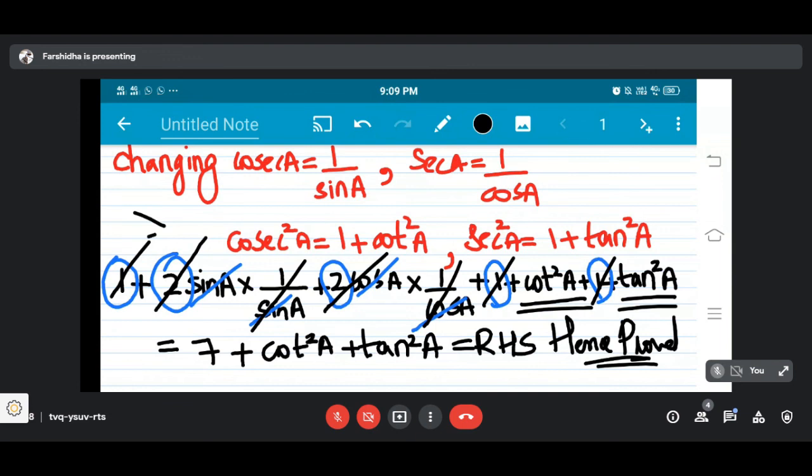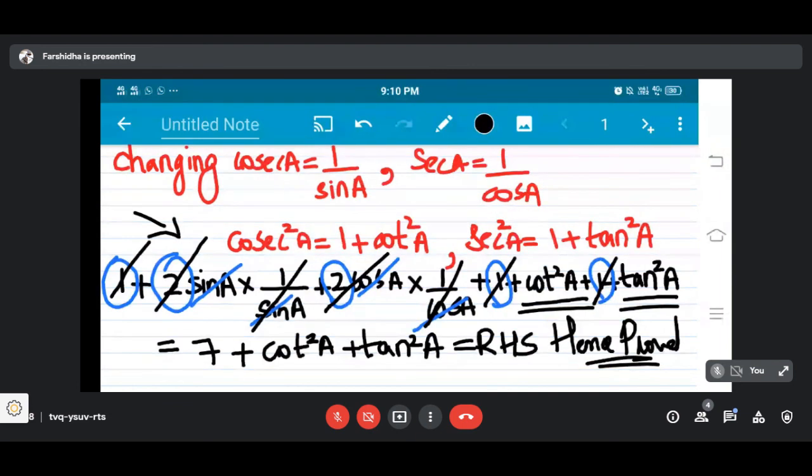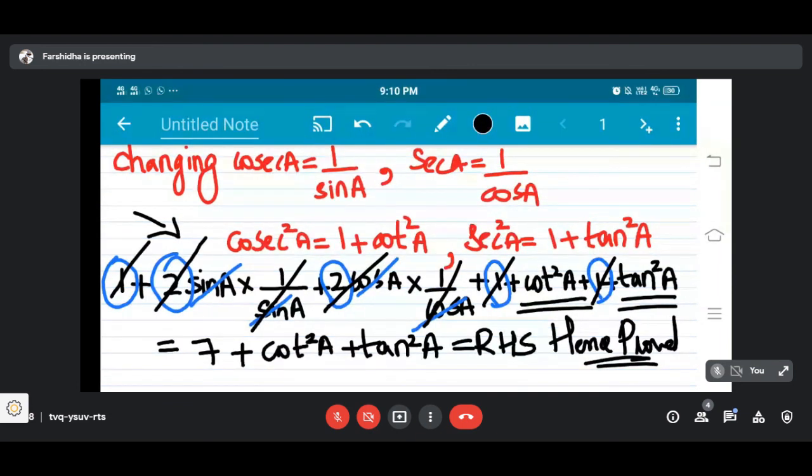Okay, from here you add all the numbers. So you'll get 7. Then only cot square A and tan square A is remaining. So it will be 7 plus cot square A plus tan square A, which is equal to RHS.